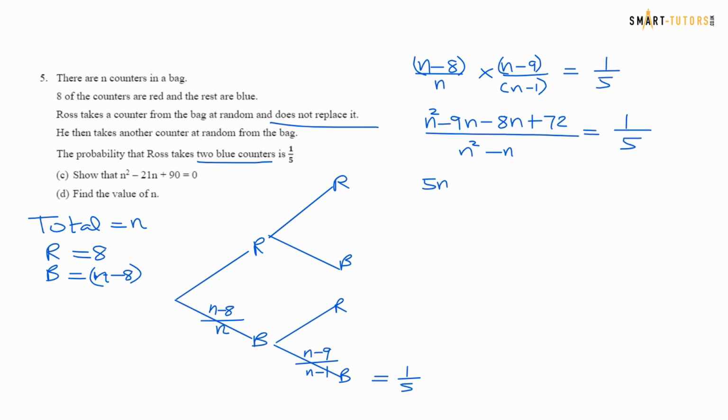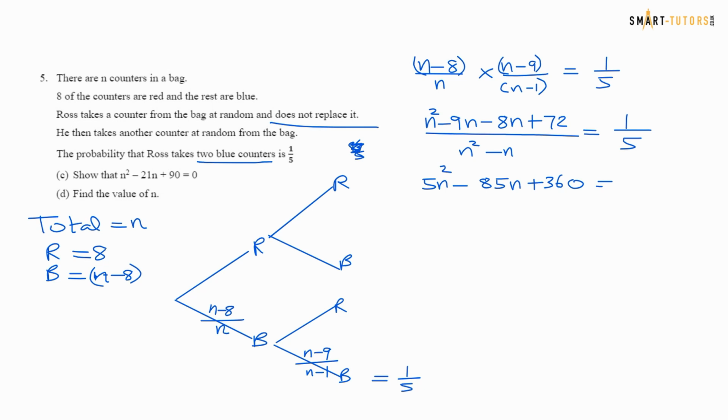5n squared minus 9 with 8 is minus 17. Minus 17 times 5 is going to be 85 if I am not mistaken. So let me do that quickly. 17 times 5 is 85. That's correct. And plus 5 times 2 is 10.